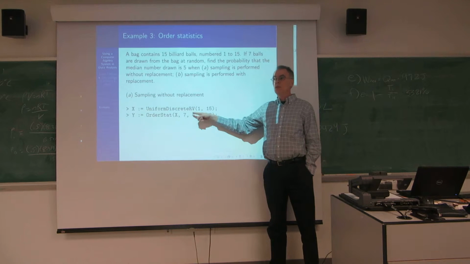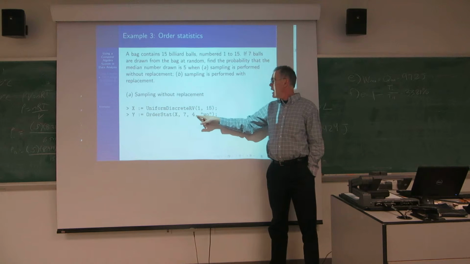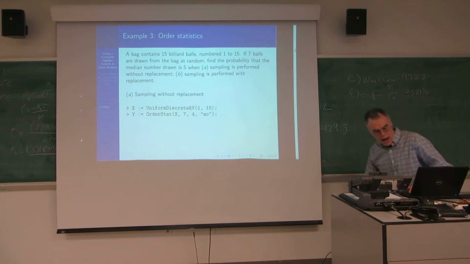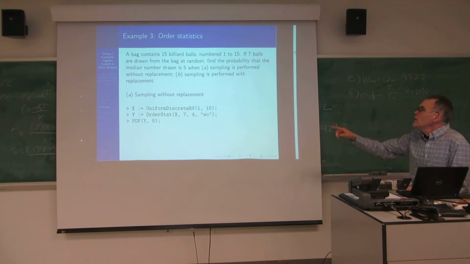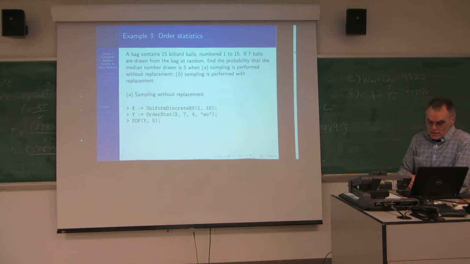Fourth ordered value, because you're looking at the median, right? And I'm going to sample without replacement, and I'm going to put that random variable into y. And then finally, my question here asks, what's the probability that y is equal to 5? So that's what I call the PDF of y, evaluated at 5. And there's the answer, 32 over 429.